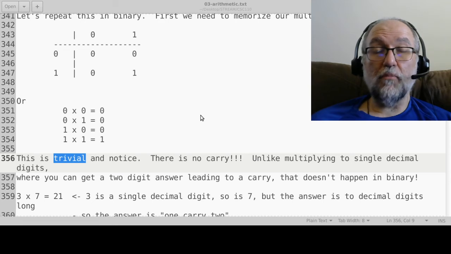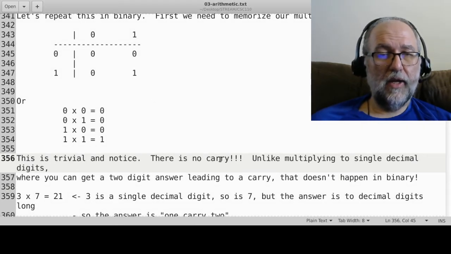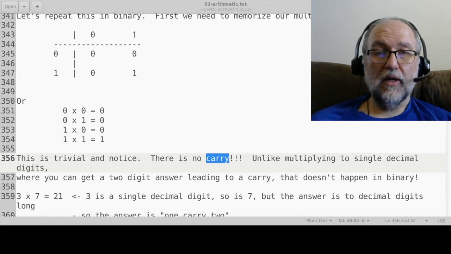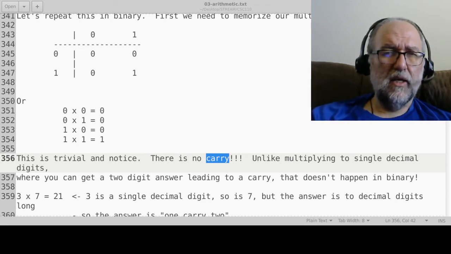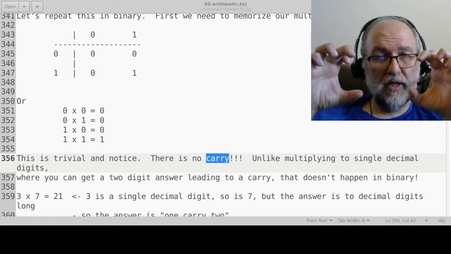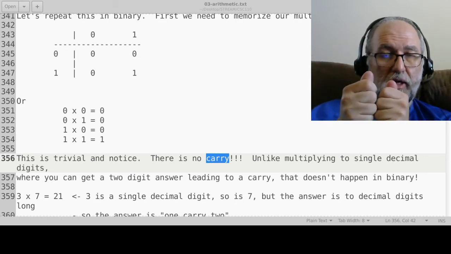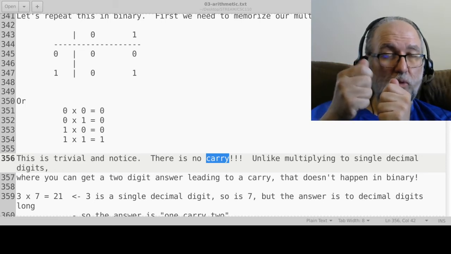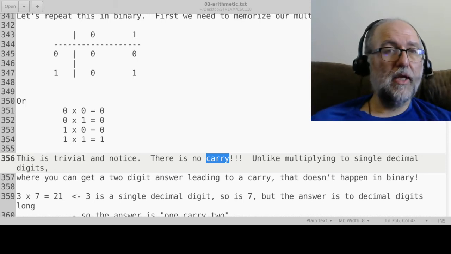There's something else that's very important about this. It makes life really easy for multiplication in binary. There is no carry. If you did 2 times 7, you get 14. So why is there a carry in decimal? Well, 2 is 1 digit, 7 is 1 digit, but when you do 2 times 7, you get 14. That's 2 digits, and that second digit, the one in the tens column, has to be carried into the tens column.